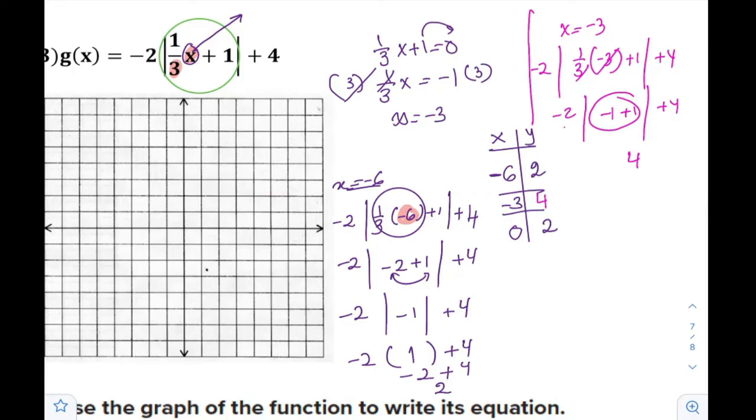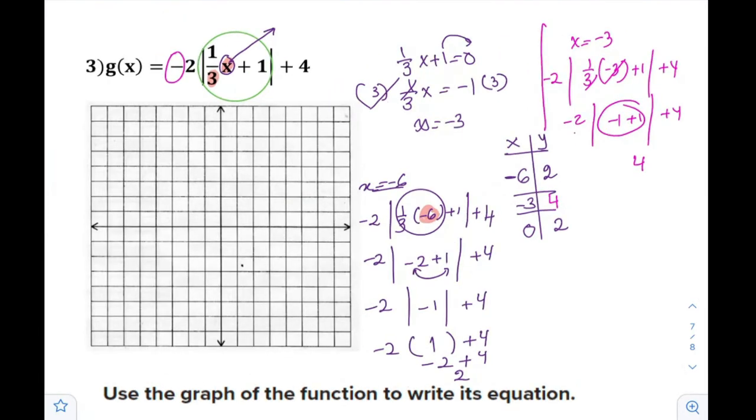We should expect that this graph is reflected, flipped. Let's see. Negative 6 and 2. 1, 2, 3, 4, 5, 6. Negative 6 and 2 up is here. This is 2. Negative 3 and 4, somewhere here. This is 4. And 0, 2 is here. Okay. And we will match.